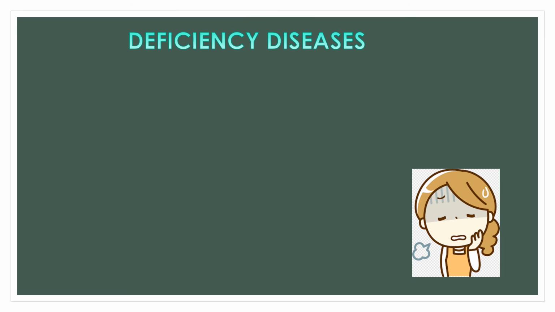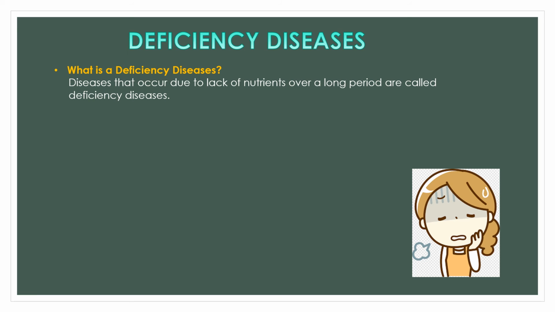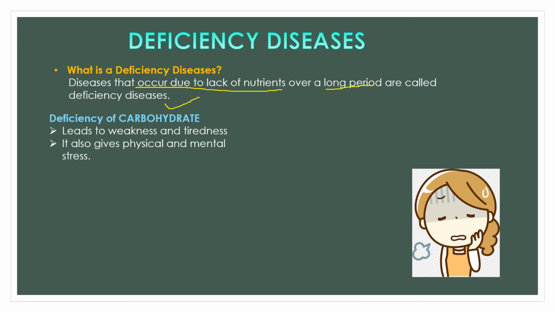Our next topic is deficiency disease. A person may be getting enough food to eat, but sometimes the food may not contain a particular nutrient, so we become deficient. Diseases that occur due to lack of nutrients over a long period are called deficiency diseases. Different types of nutrients give different types of deficiency. Deficiency of carbohydrate leads to weakness and tiredness. It also gives physical and mental stress.